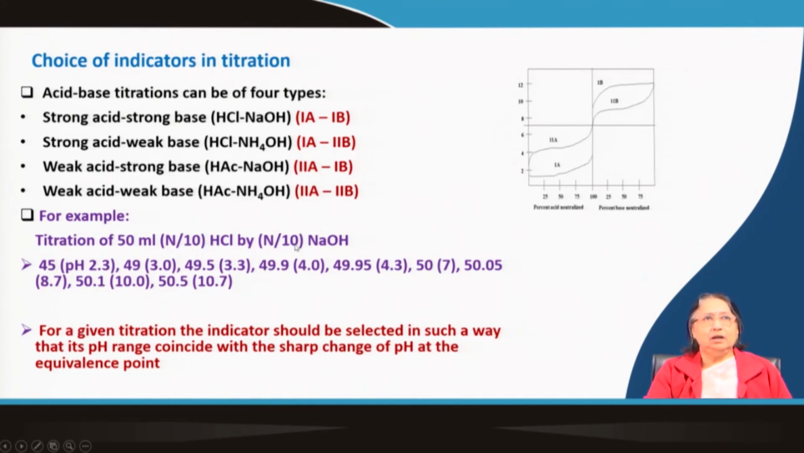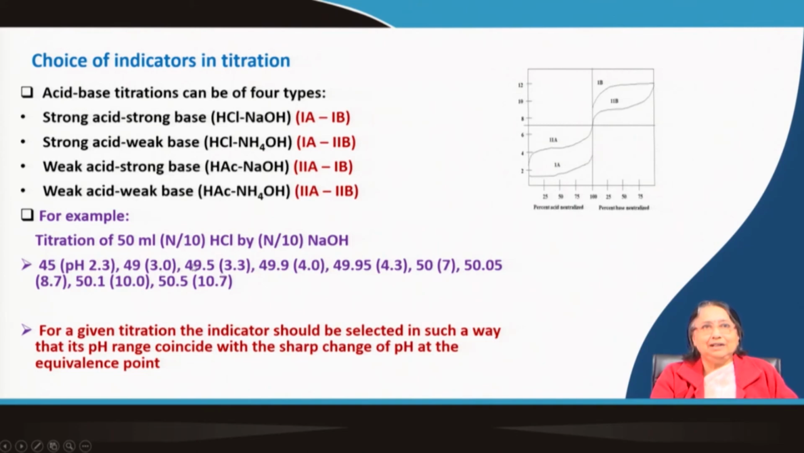Okay. But we start by thinking about the addition of 45 milliliter of NaOH. So, what will happen? What will be the pH? When you have already added 45 milliliter of NaOH solution, then the pH will be like this. If you calculate it, you can do it easily. Okay. Then say for example, you have already added 49 milliliter of NaOH to this HCl solution, then the pH will be like this.